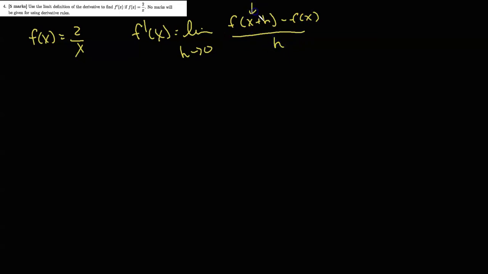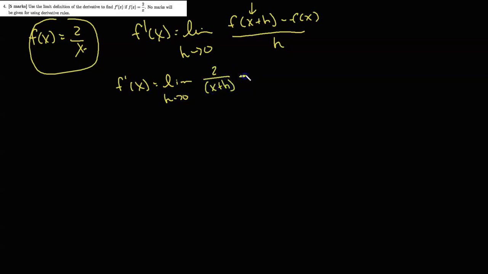So this first term means that you're going to put the original function in, but every time you see an x, you're going to add an h to it. And the second term is just the function itself, divided by h. So let's rewrite this with our function inside. The limit as h approaches 0 of 2 over x plus h, minus 2 over x, all divided by h. You can try to evaluate this limit right now. We plug in 0 for h, but you'll see that the denominator is 0, so that's invalid. You have to continue simplifying.